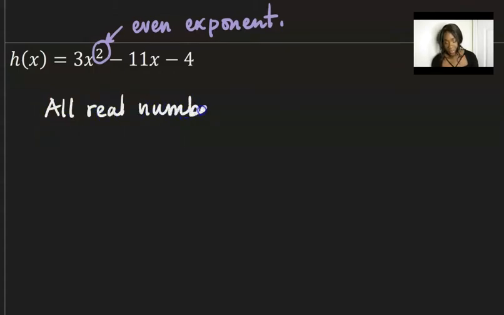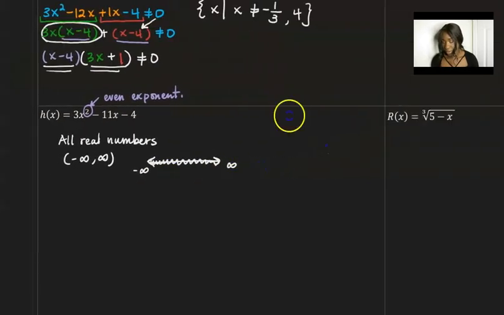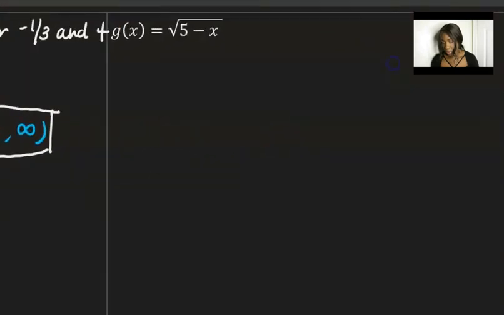So the domain of this function would be all real numbers. This has no domain issues. There's nothing that we need to restrict because it wasn't in the denominator here. So you could write that as an interval as negative infinity all the way to positive infinity. Everything on the number line works. Let's look at the next example.